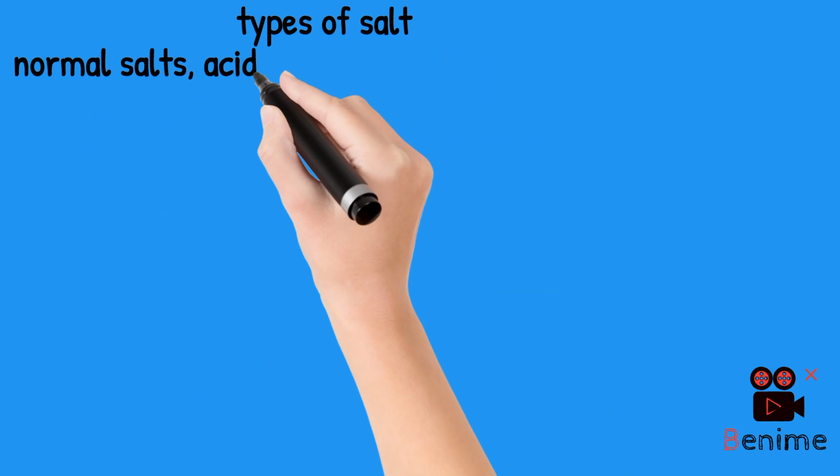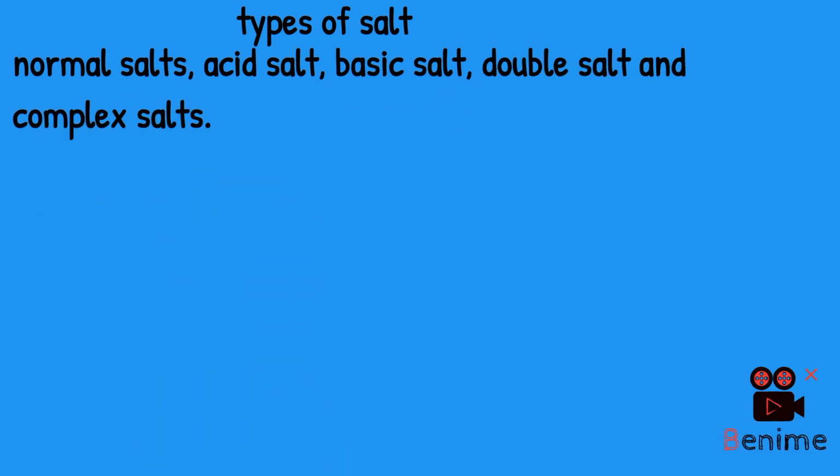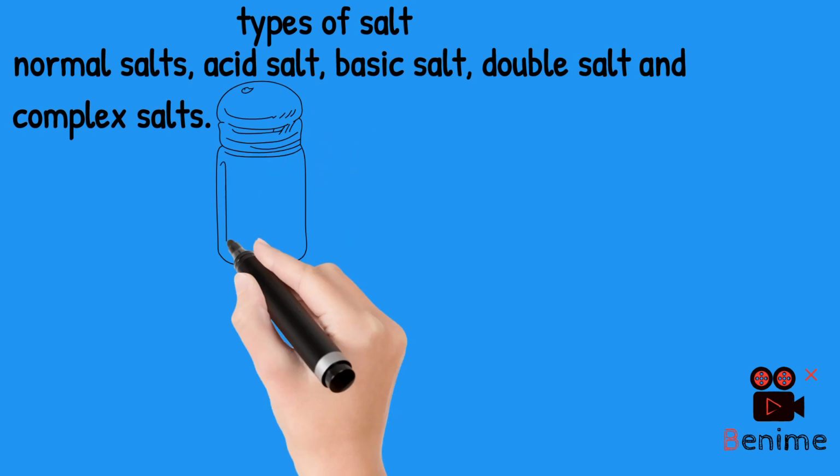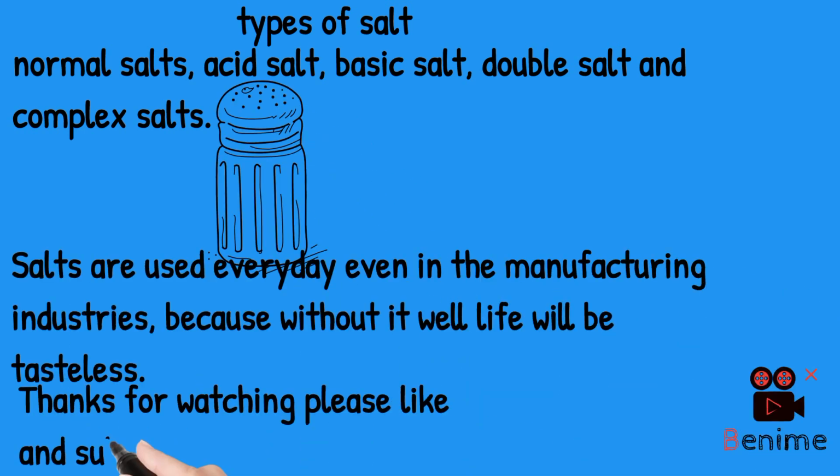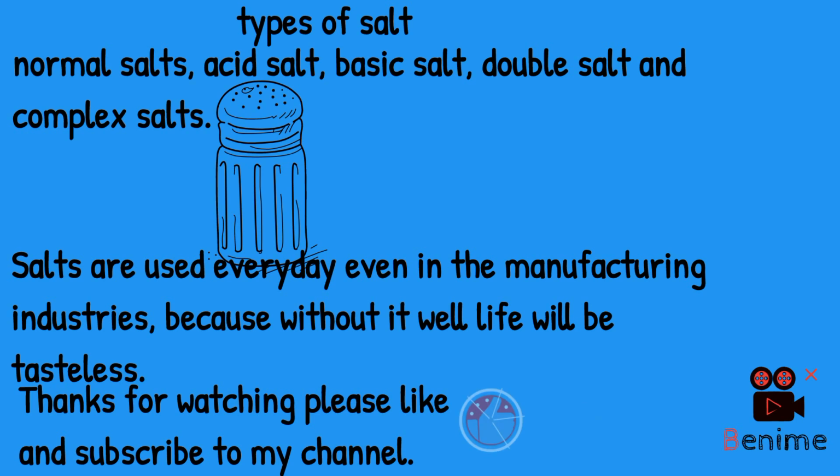Types of salt. Well, there are basically five main types of salt. We have normal salt, acid salt, basic salt, double salt, and complex salt. Those are the ones I know, but there are many other types of salt. We also have sea salt and rock salt. Salts are used in everyday manufacturing industries, because without them, our life would be tasteless.